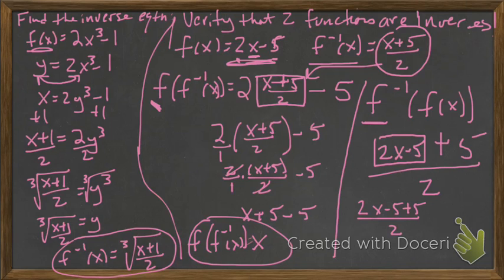This one simplifies pretty easily as well. Negative 5 plus 5 cancel, giving you just 2x over 2, and you get just x. So we've just shown that f inverse of f of x is x. We've just verified that f and f inverse of x are in fact inverses, and that in fact should always be the case.